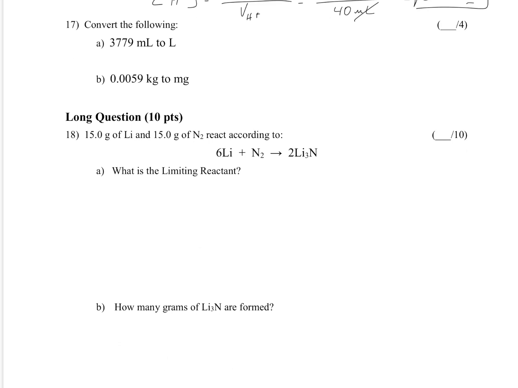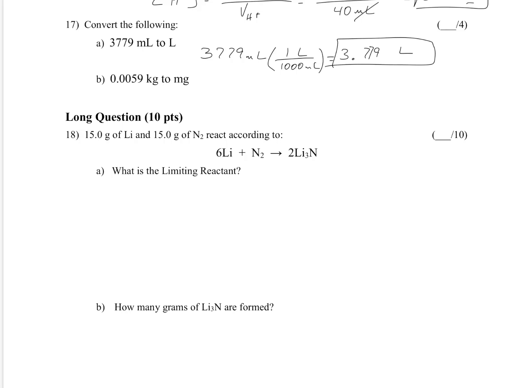Question 17. Now this is a recall from test 1, looking at metric conversions. And hopefully this is something by now that we've figured out. We want to go from milliliters to liters. A milliliter is very small, so 1,000 milliliters in 1 liter. So we get 3.779 liters.